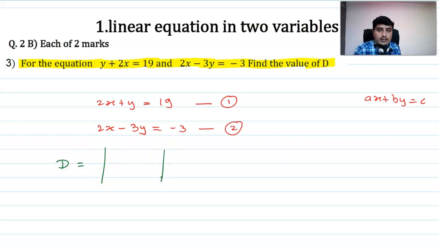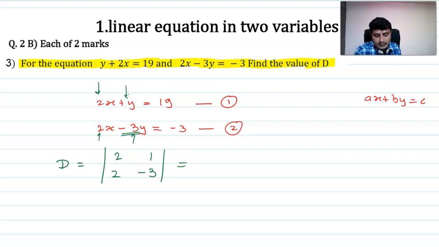Determinant D is nothing but the determinant of the coefficient elements from equations 1 and 2. Whose coefficients? Variable x and variable y coefficients. So in equation 1, the coefficient of variable x is 2 and the coefficient of variable y is not given, meaning we have a 1. From equation 2, the coefficient of variable x is 2 and the coefficient of variable y, keeping sign convention in mind, is minus 3.